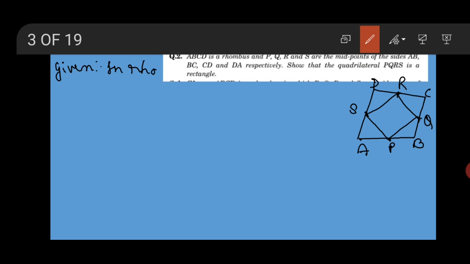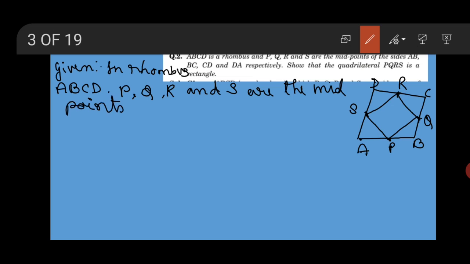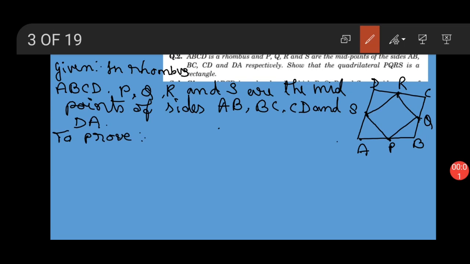Given: in rhombus ABCD, P, Q, R and S are the midpoints of sides AB, BC, CD and DA. To prove: PQRS is a rectangle.